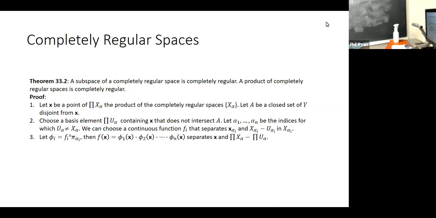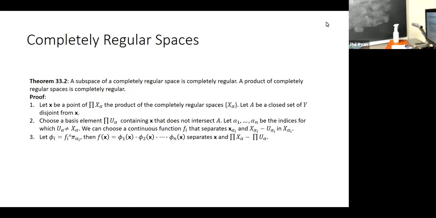Now we use the fact that the spaces are completely regular. For each i, we can find a continuous function f_i that separates the element x alpha i from X alpha i minus U alpha i. Since this is an open set, this is a closed set, and this is a point, these two things are separate, so we can separate them by a continuous function in X alpha i. Now we're going to transfer everything to the product space, and we do that by using the projection. So let phi i be the composition of f_i with the projection.